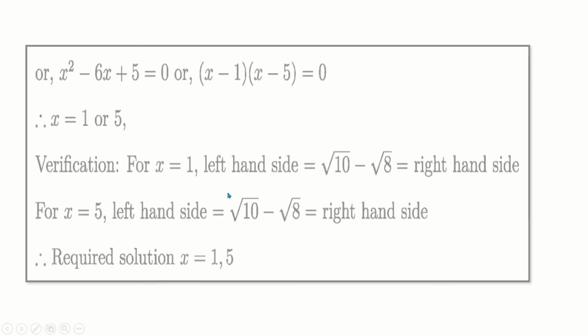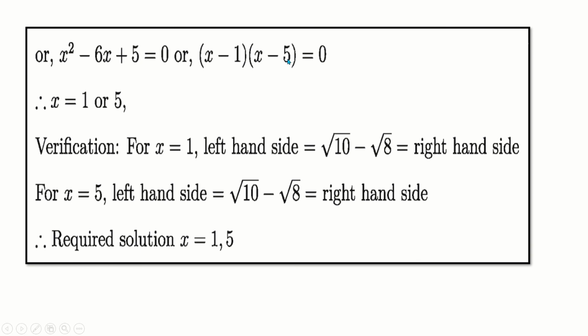Now calculate, factorize the middle term. So x is equal to 1, 5. For x is equal to 1, left hand side is equal to this, also equal to right hand side, and for x is equal to 5, left hand side equal to this, also equal to right hand side. So the required solution is x is equal to 1, 5. Clear everyone?